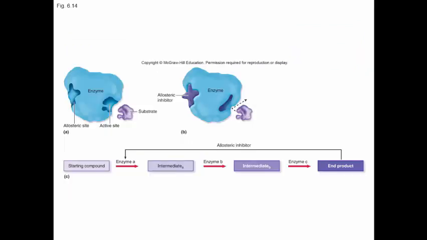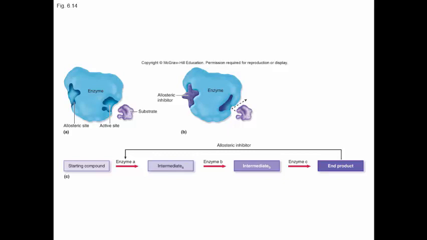Now, a couple of things to keep in mind. Regulation. Allosteric enzymes. These are enzymes with a site other than the active site, which can alter or control the activity of the enzyme. If you take a look at this diagram here, there is the active site where the substrate binds, and then there's this allosteric site. If the right compound binds into that allosteric site, it twists or warps or deforms the shape of the enzyme such that the active site becomes unavailable.